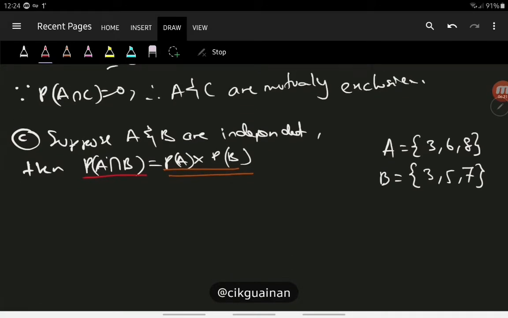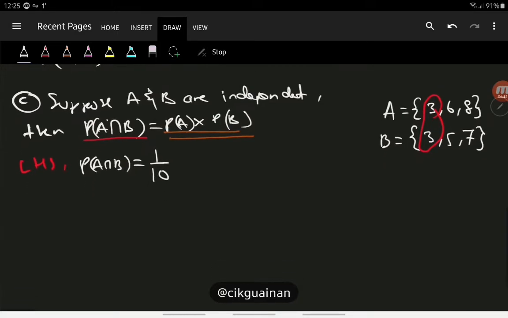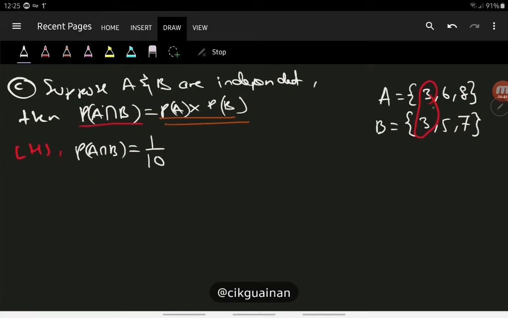Okay, so we have to find the left hand side first. Left hand side first is what? P(A intersect B) equals, okay, now we find the intersection between A and B. Now there is 1 over here, so it's 1 over 10. There's one common element between A and B.